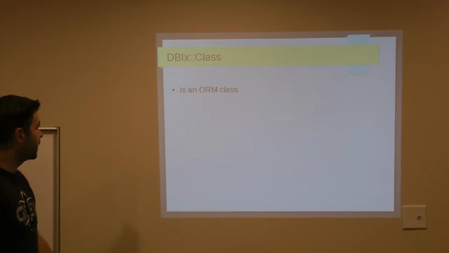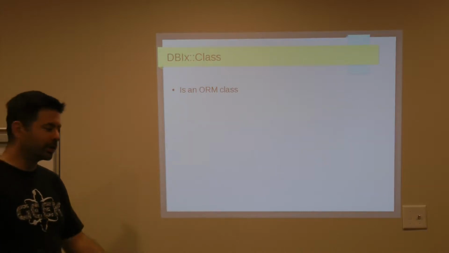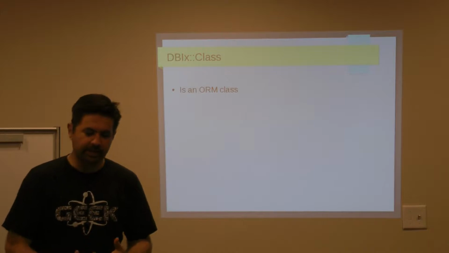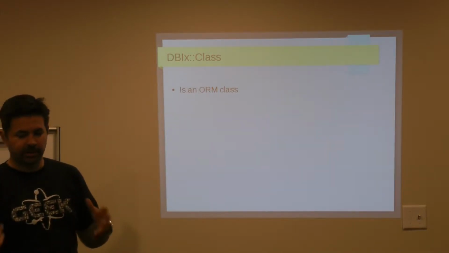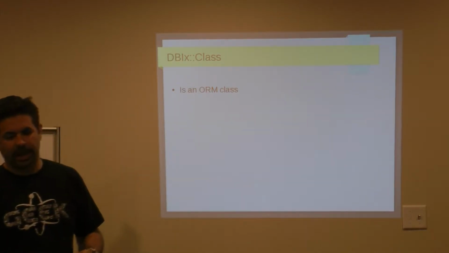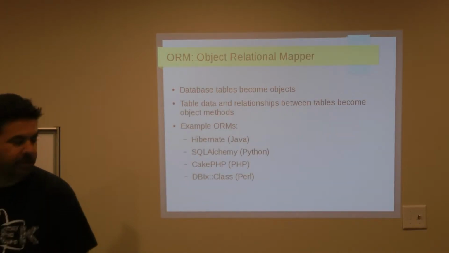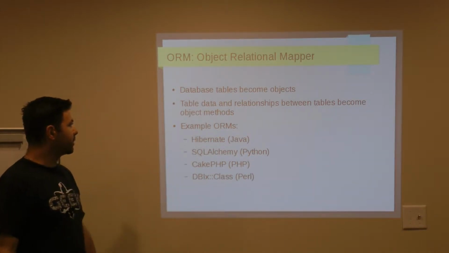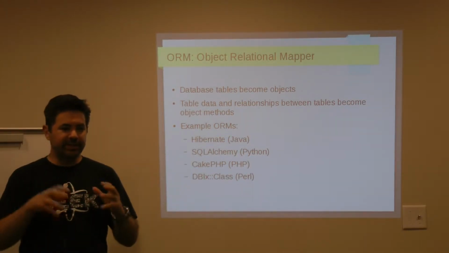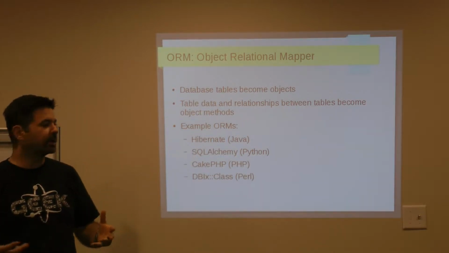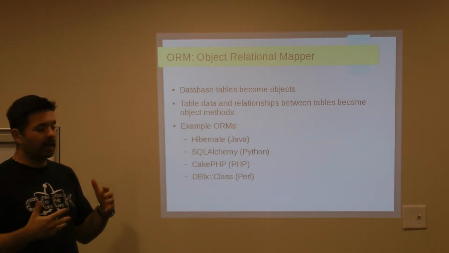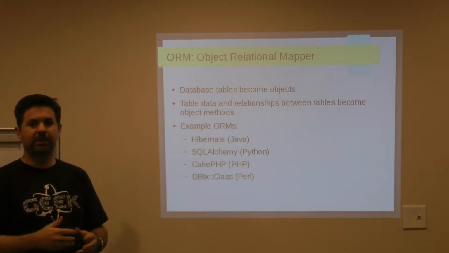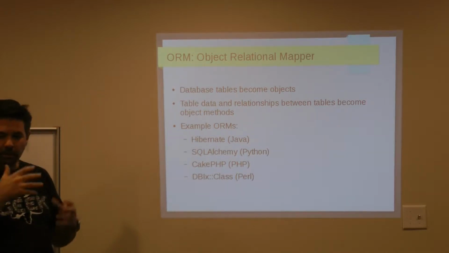DBIx::Class makes things even cooler in the sense that not only do you not have to worry about the underlying database system, but now you don't even have to worry about SQL. It's an ORM class. What's an ORM? Well, I'm glad you asked. ORMs are object relational mappers. Essentially what this means is that every table in your database becomes an object or a class. And then you can reference the fields within a table as accessors of the object. You can set those values.